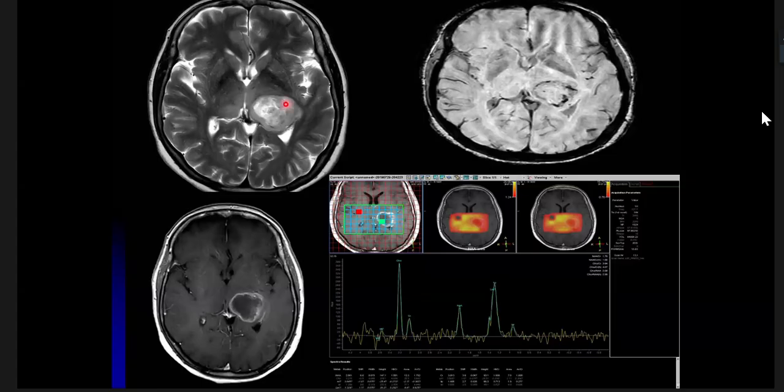Perilesional edema: put a spectro, put a perfusion. Raised perfusion and raised spectroscopy always favor a primary tumor. Normal perfusion and normal spectroscopy in the perilesional edema always favor metastasis. Now go back to this case.